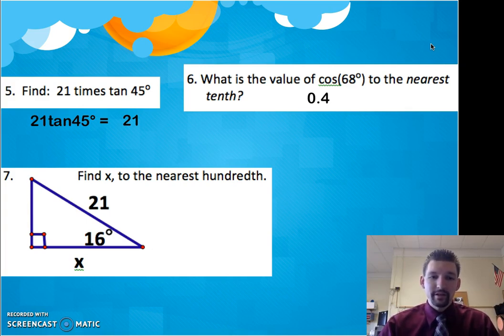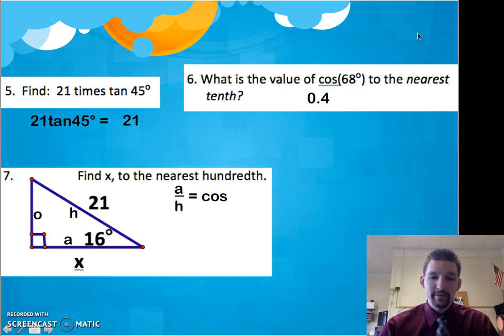Number 7, a little trickier. So the first thing we want to do, if we want to find x for this one, is figure out which of the trig functions we're using. So I'm going to go through and label each of my sides, my opposite, my hypotenuse, and my adjacent. And I'm going to notice here that I have a hypotenuse, and I'm looking for the adjacent side. So the trig function that uses adjacent and hypotenuse is going to be cosine.